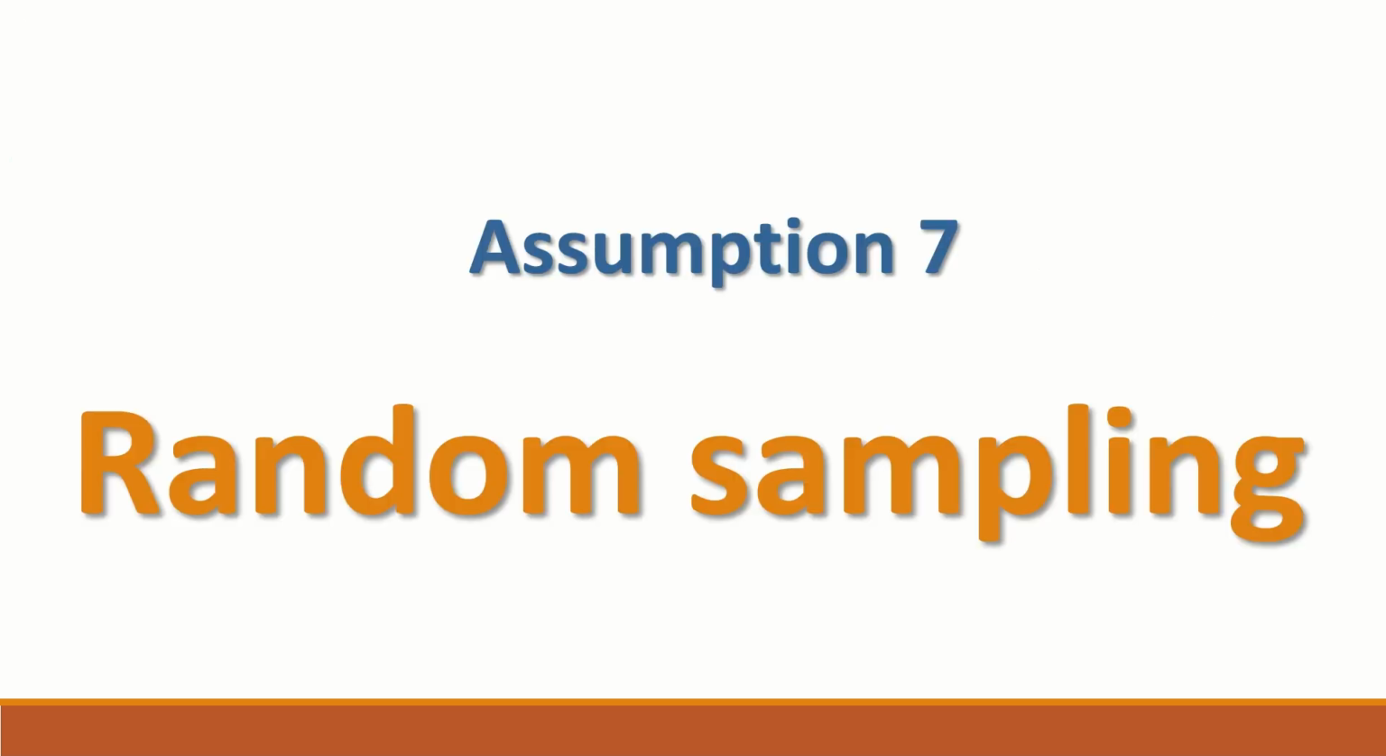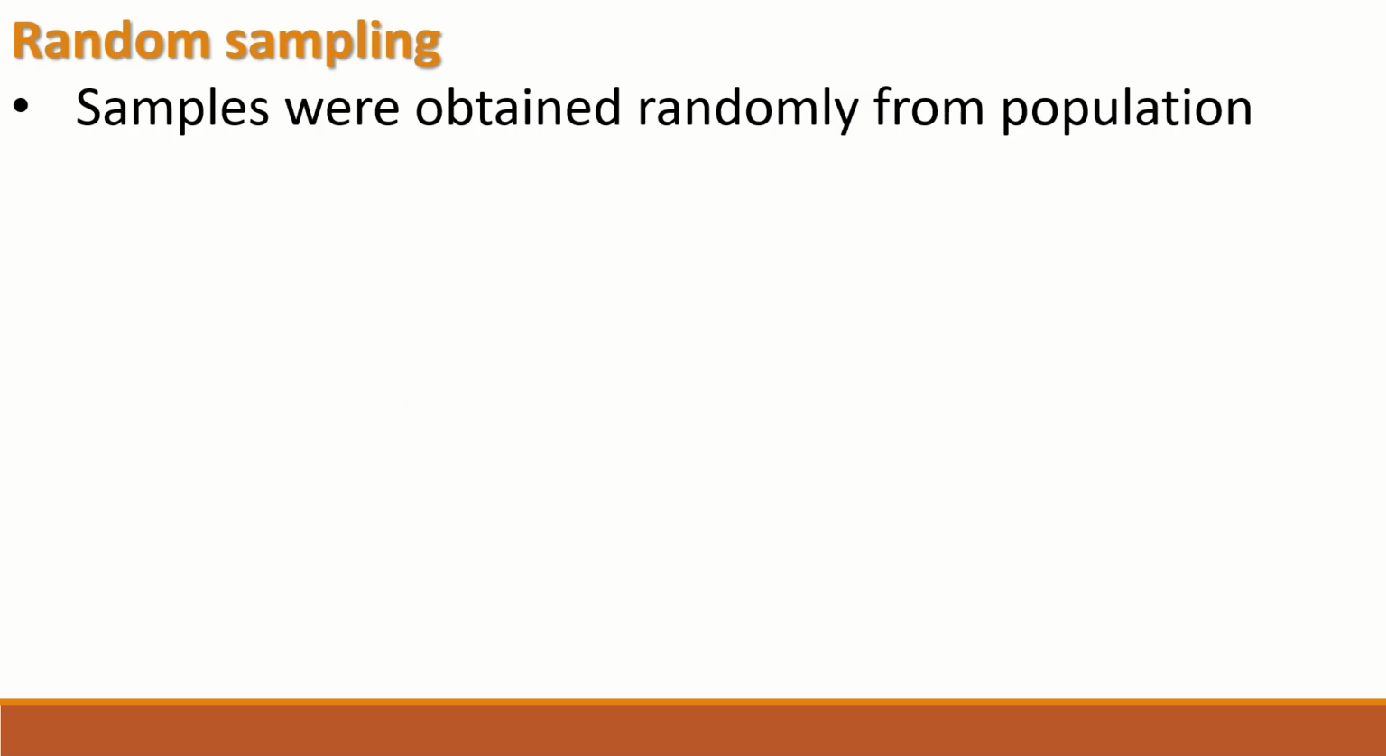The last assumption that has to be met prior to performing unpaired t-test is random sampling, which means that the samples are obtained randomly from the population. So those are the 7 most important assumptions that have to be met to perform the unpaired student t-test.